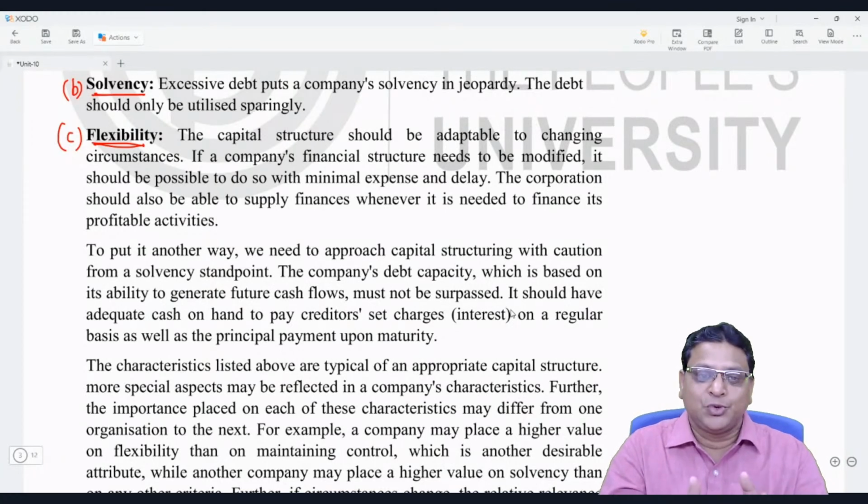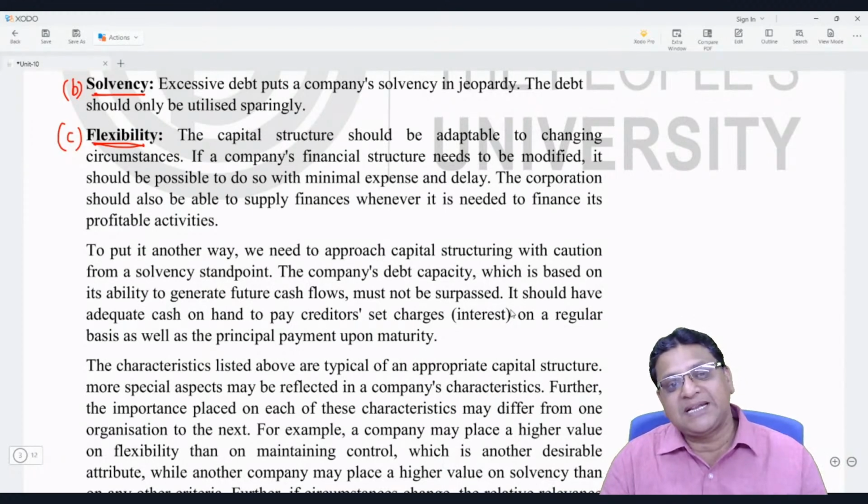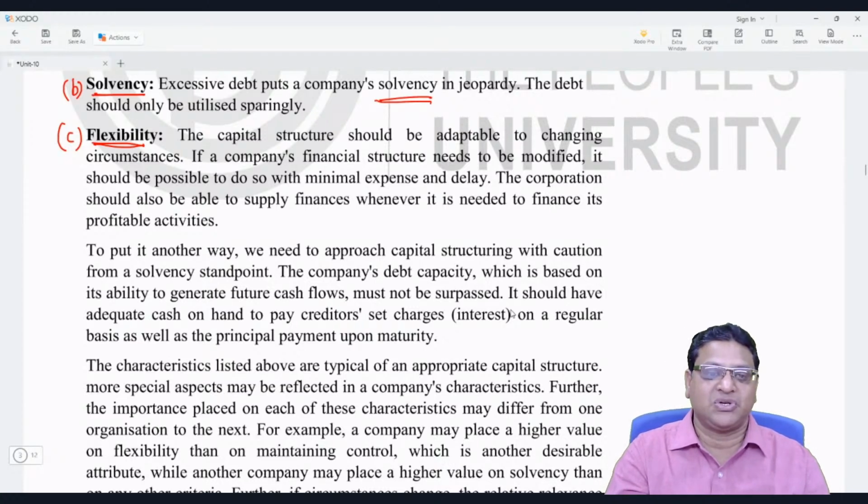Debt capital, though low cost, should not be used excessively in the capital structure. If a company uses excessive debt capital in the capital structure, then its solvency position will be affected. Hence, we have to decide this solvency position while deciding the capital structure.